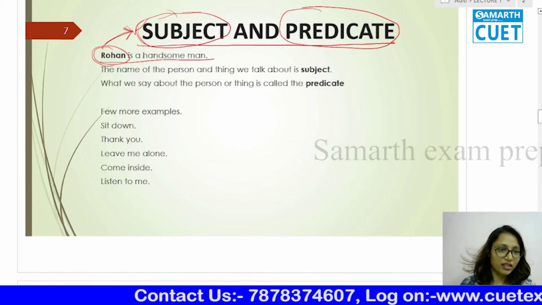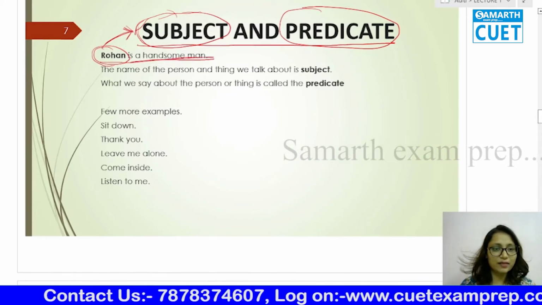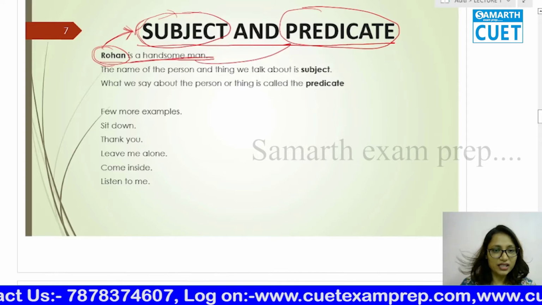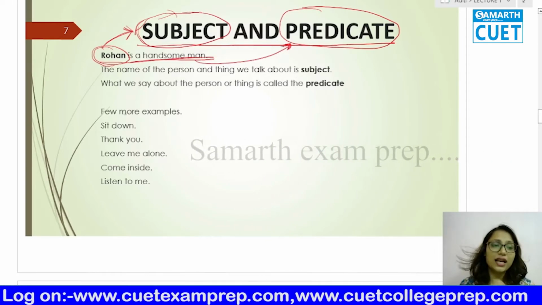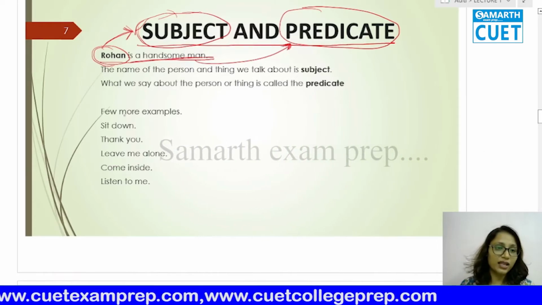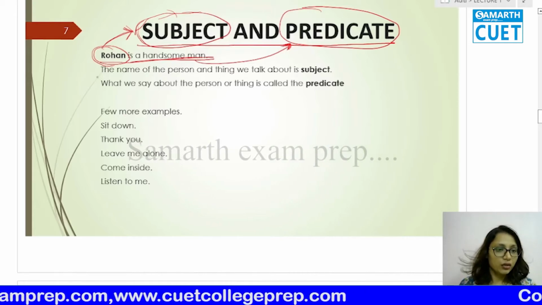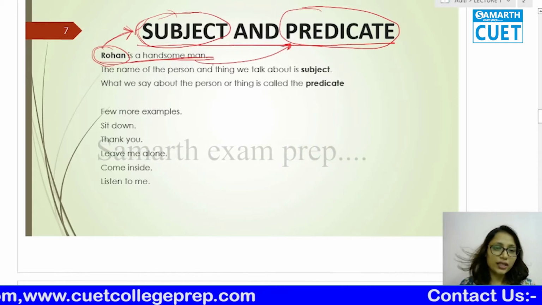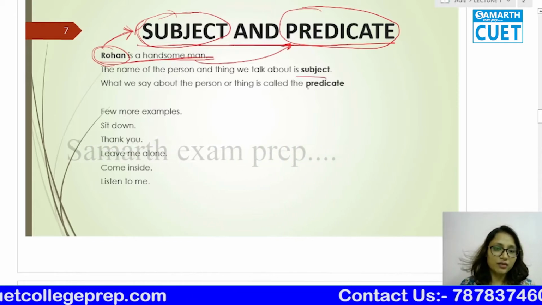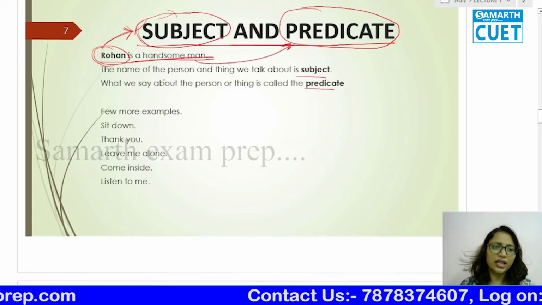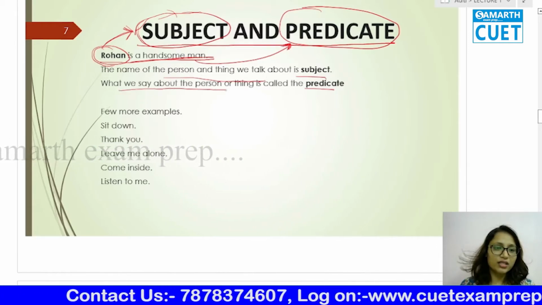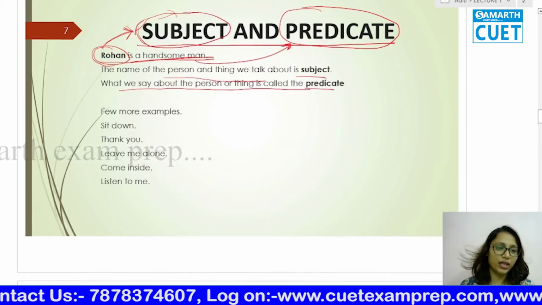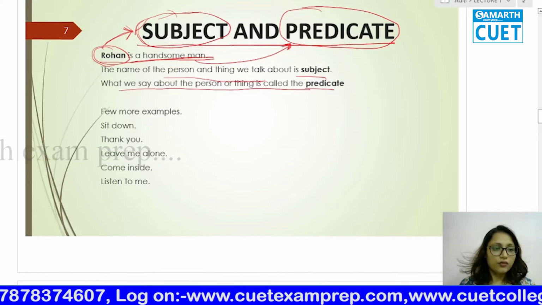And what are we talking about Rohan? That he is a very handsome man. So that makes it a predicate. That he is a handsome man. Is a handsome man that we are talking about Rohan makes it predicate. Okay. So here I have just given the subject and predicate, the definition. The name of the person or the thing we talk about is a subject, and what we say about the person or the thing is a predicate. Okay. So a few more examples.